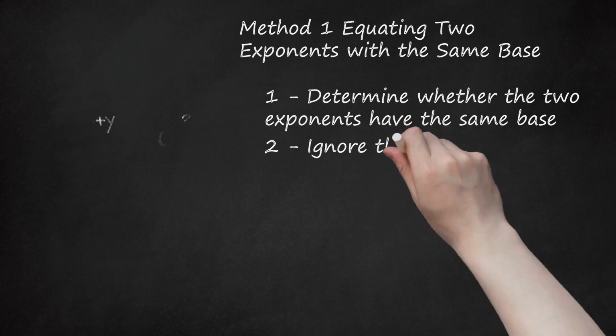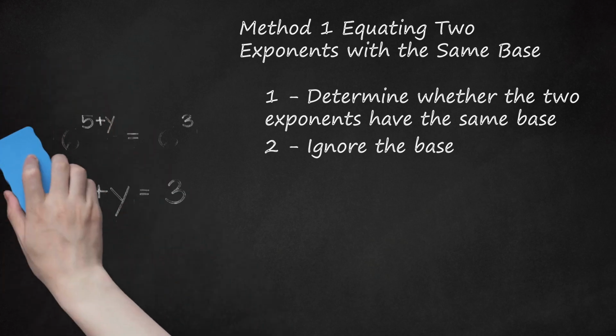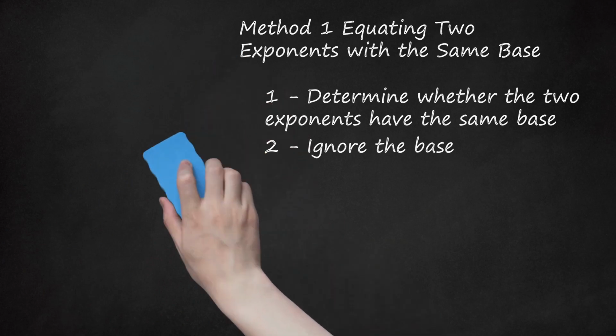2. Ignore the base. Since the exponents are equal and have the same base, their exponents must be equal. As such, you can ignore the base and write an equation for the exponents only. For example, in the equation 6^(5+y) = 6^3, since both exponents have the same base, you would write an equation for the exponents, 5 + y = 3.